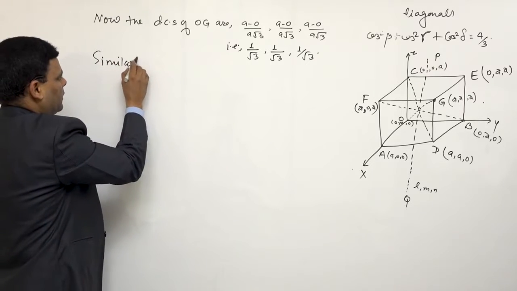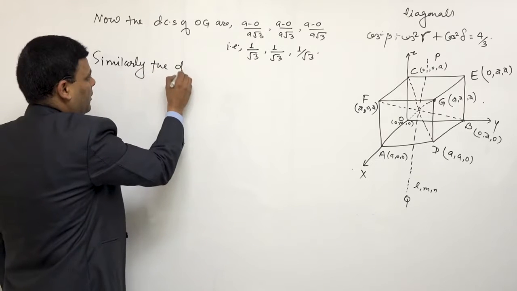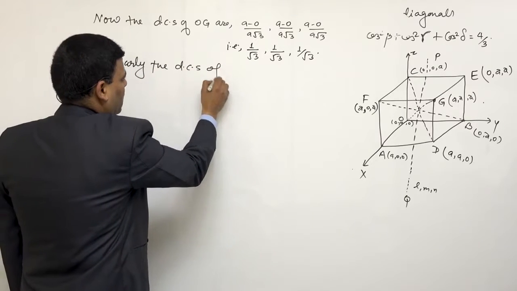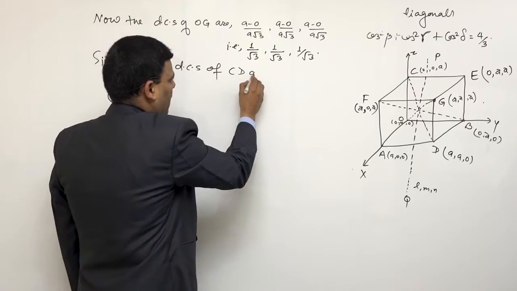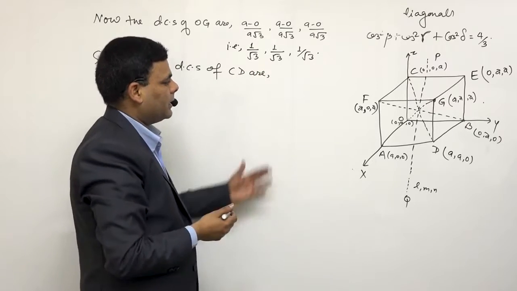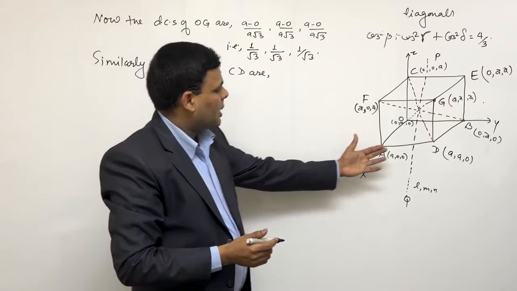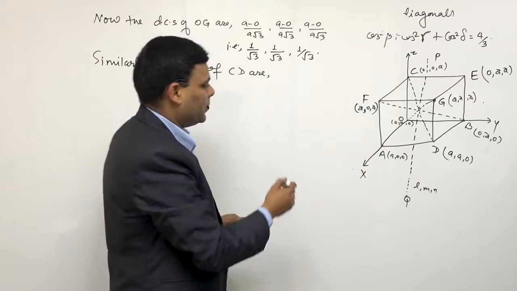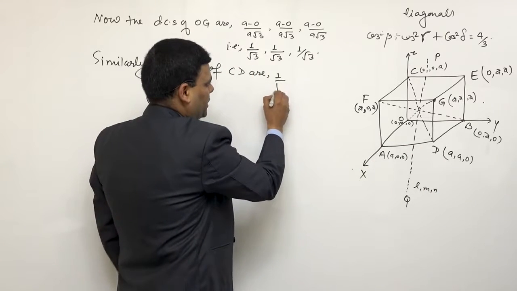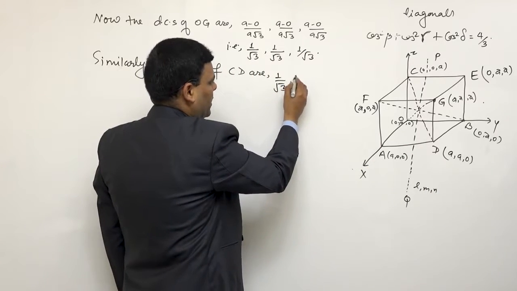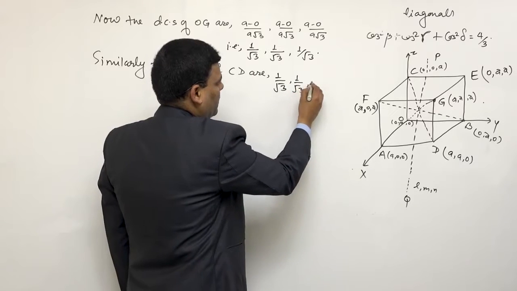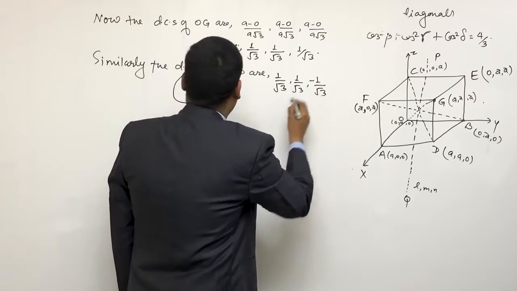Similarly, the direction cosines of CD, calculated in the same way, are 1 by root 3, 1 by root 3, minus 1 by root 3.